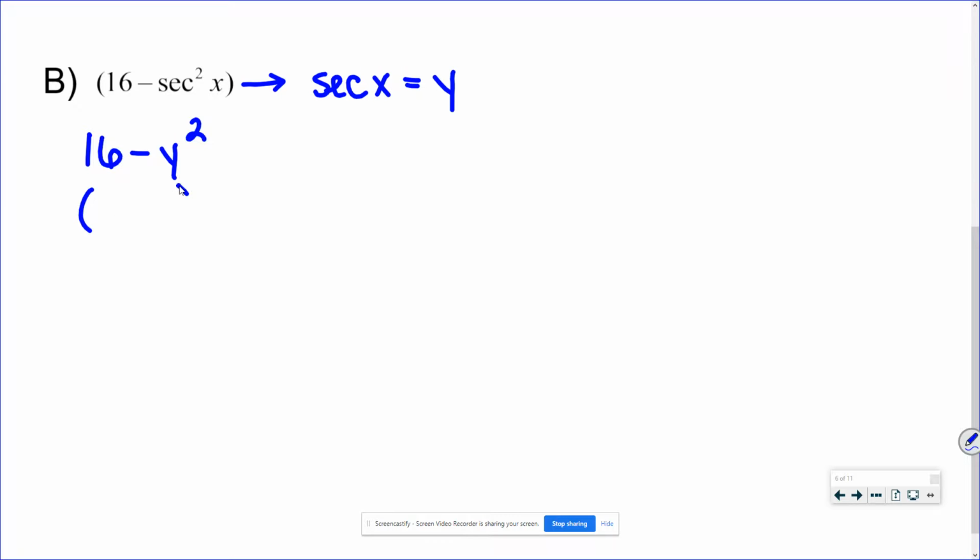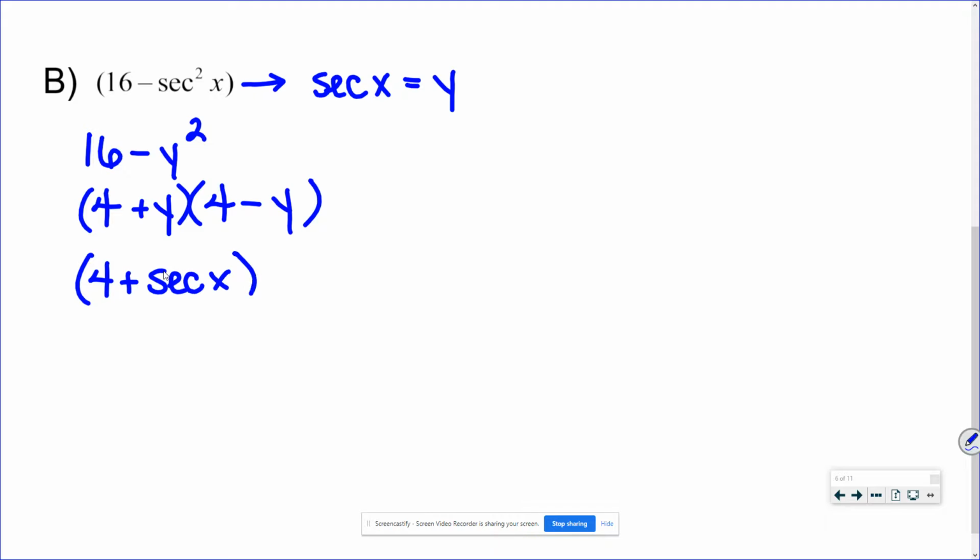Okay, that is factorable. It's actually called a difference of squares because the parentheses are going to end up looking the same, but one will have a plus and one will have a minus. So 4 plus y, 4 minus y would be equal to 16 minus y squared. And then to finish the problem, everywhere that you see a y, you're going to change it back to secant. So it'd be 4 plus secant of x, 4 minus secant of x.